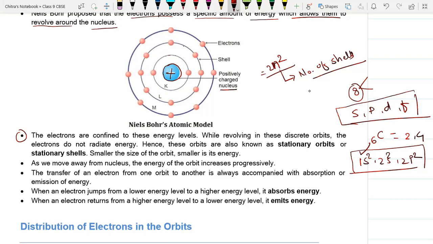Third point. The electrons are confined to this energy level, means their energy level remains constant. It is not going to change. While revolving in these discrete orbits, the electrons do not radiate energy. Hence, these orbits are also known as stationary orbits because their energy level is not changing. So the distance from the nucleus to the first shell, second shell, third shell will remain constant.